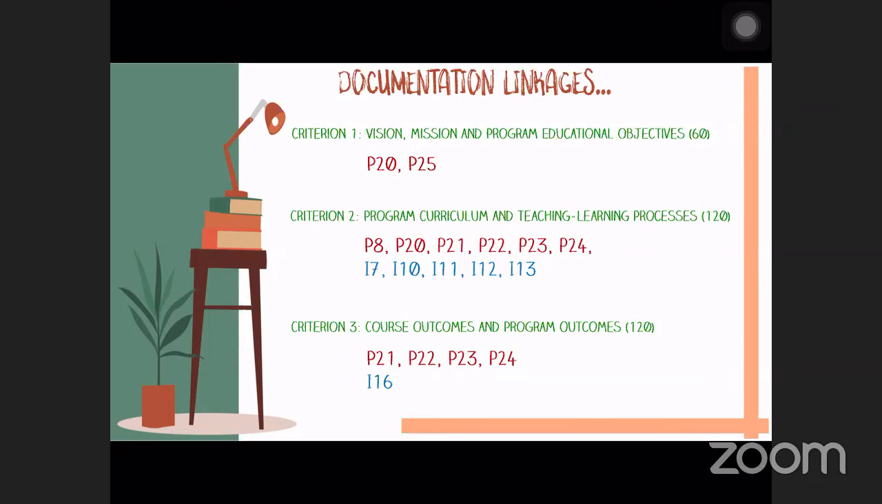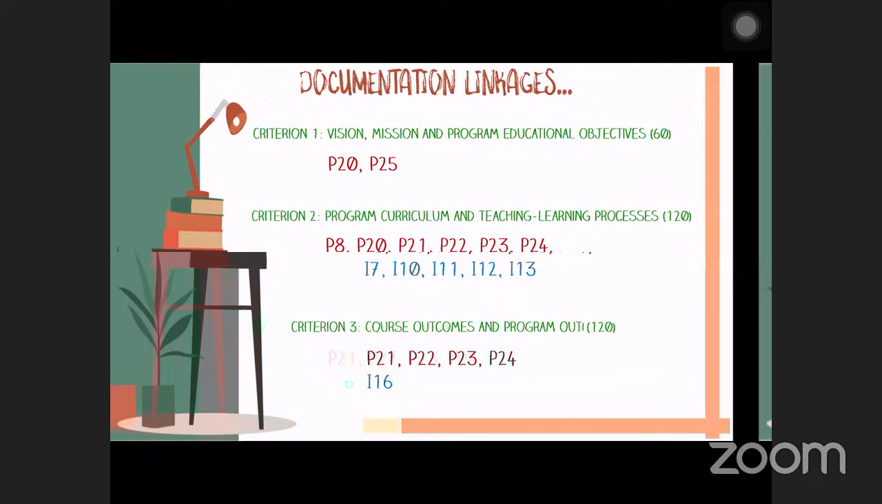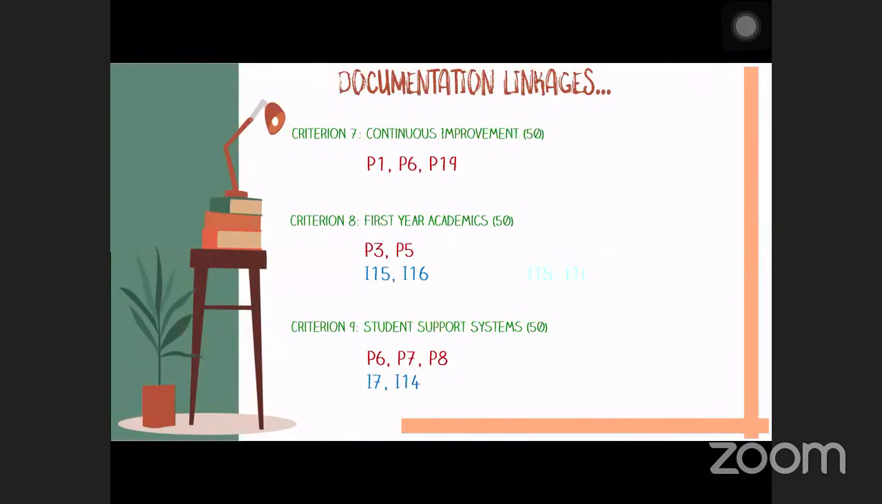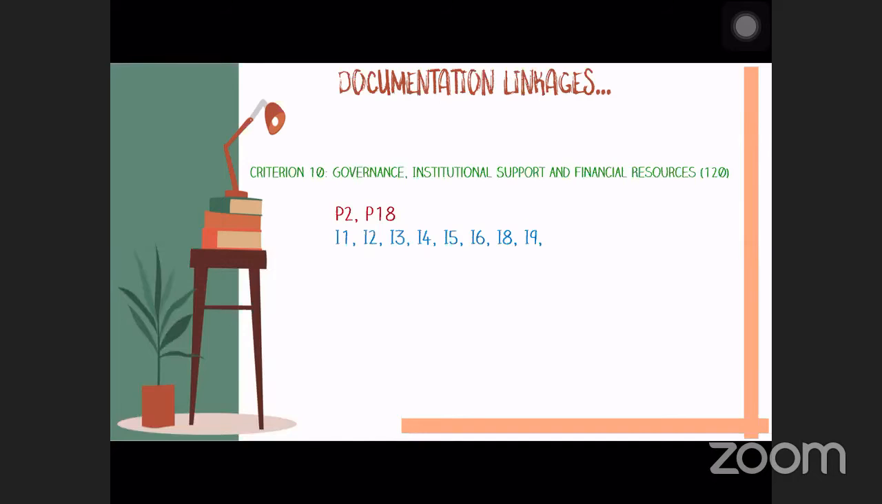So criteria 1, 2, 3 are seen here. Then criteria 4, 5, 6, and the files from the program level as well as files from the institution level which are supporting the particular criteria evaluation have been mentioned in this slide. Then criteria number 7, 8, 9, again which program level files and which institution level files are useful has been mentioned here. And finally the criteria number 10, the documentation linkages have been shown here. So this was all I wanted to say in this presentation.